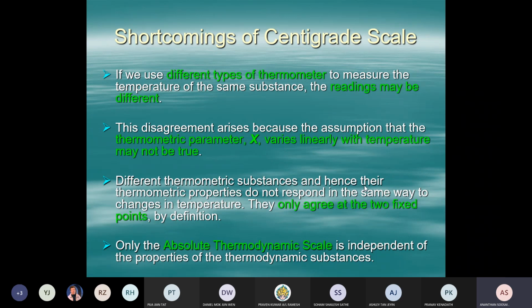The first scale, all the thermometers use the centigrade scale. Centigrade scale divides 0 degree Celsius to 100 degree Celsius into 100 divisions. So the centigrade scale got a downfall because the thermometric property might not change linearly with temperature. So now we have another scale called the absolute thermodynamic scale. Okay, what is this scale about? That's our discussion today.